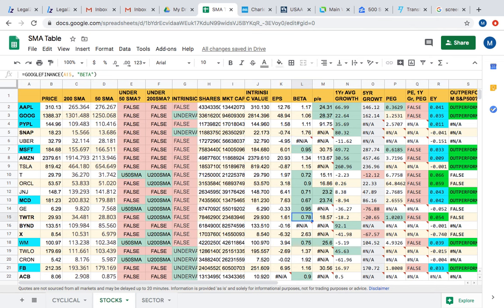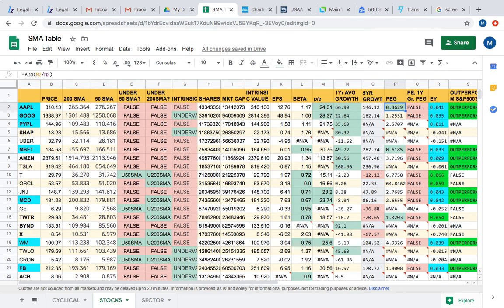I think I set it to highlight green if it is below 1, and that is to show me what stocks are less volatile in the current market conditions. And then we have the 1-year growth, the 5-year growth, and the price to earnings over growth ratio.